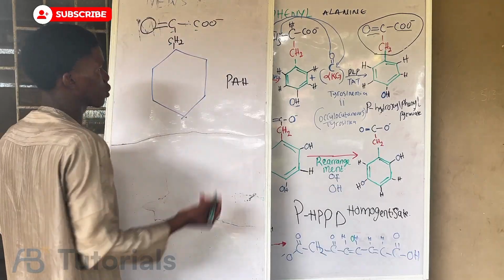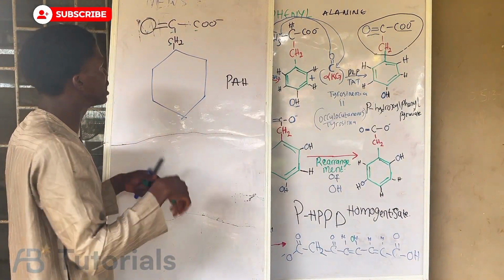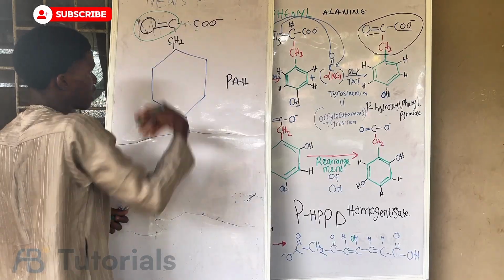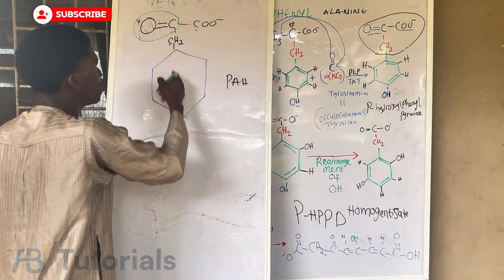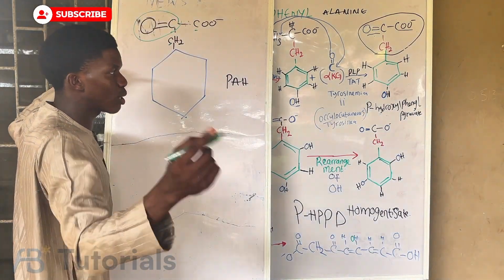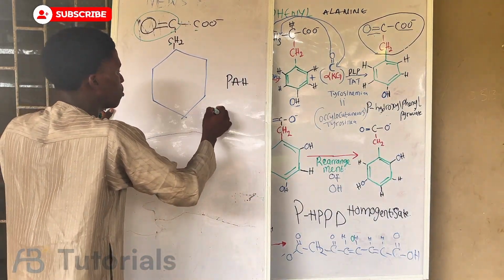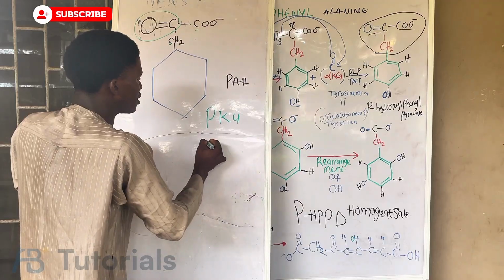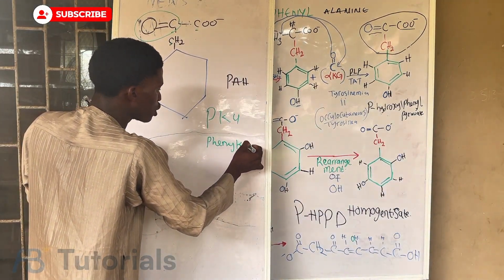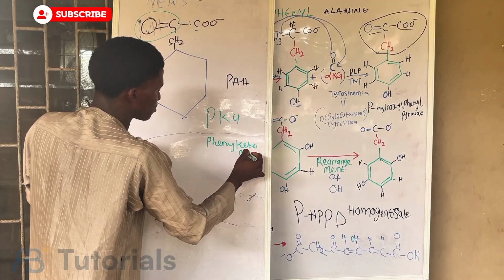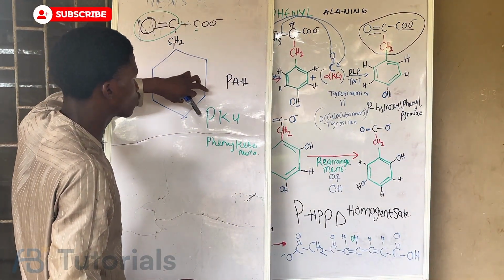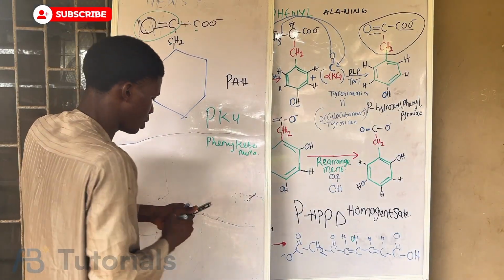So this is now, one, two, three, your phenylpyruvic acid, which is also a ketone. Why do we call this a ketone? Because of this, right? So that's why we call it phenylketone. That is where we have the PKU gotten from. PKU, that is phenylketonuria, the appearance of phenylketone in your urine.